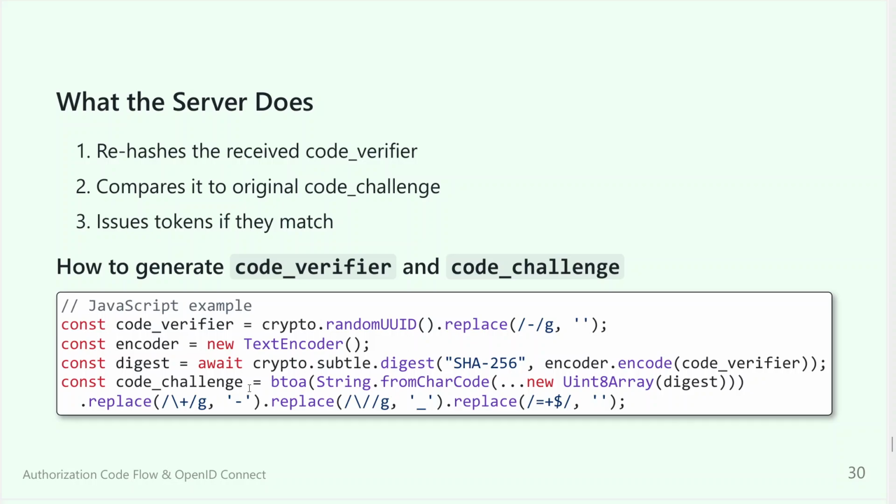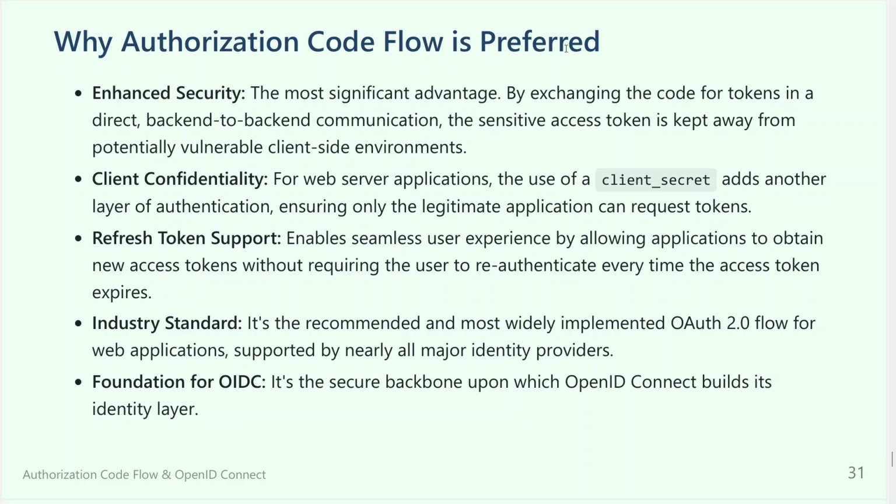So this is a way, if you want to use JavaScript, just an example. It's not complicated, but if you want to try using JavaScript, this is one way to generate the code verifier and the code challenge. So why is authorization code flow preferred?